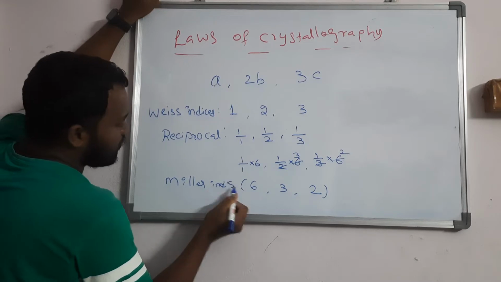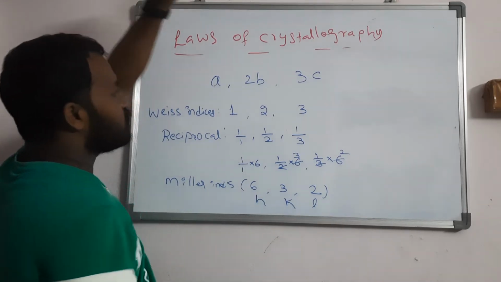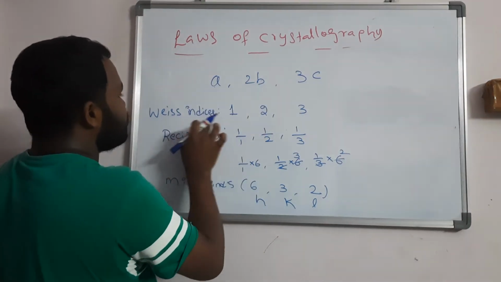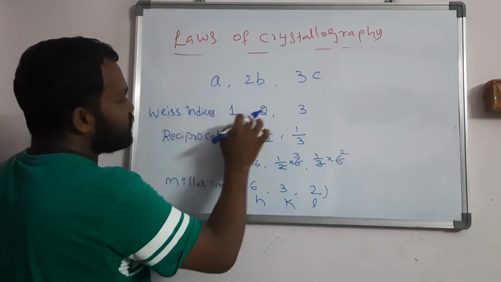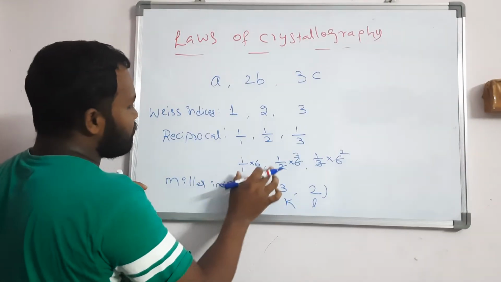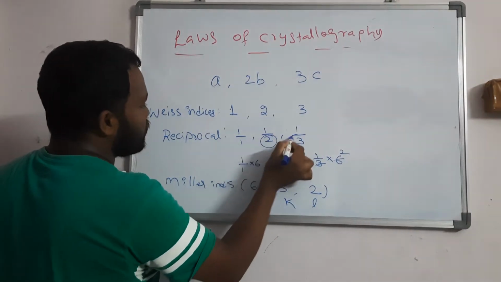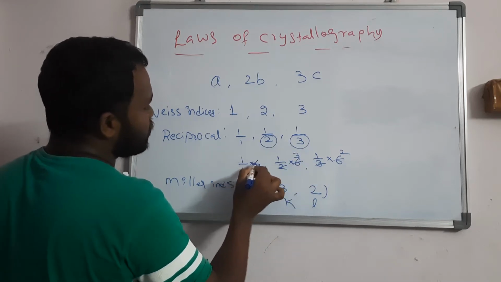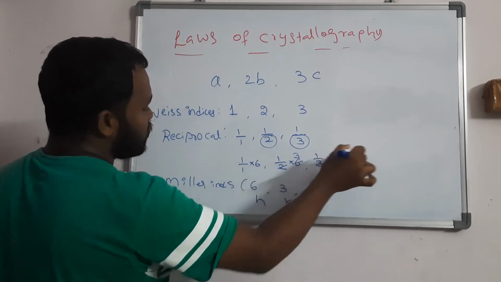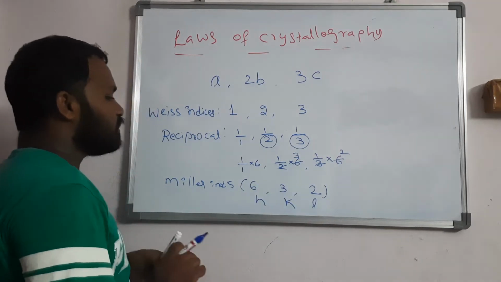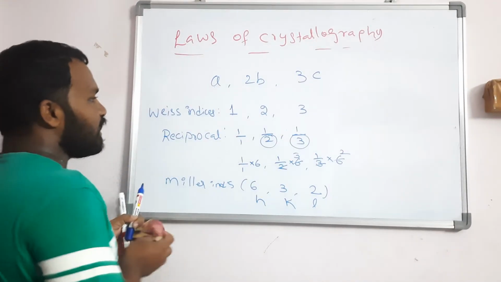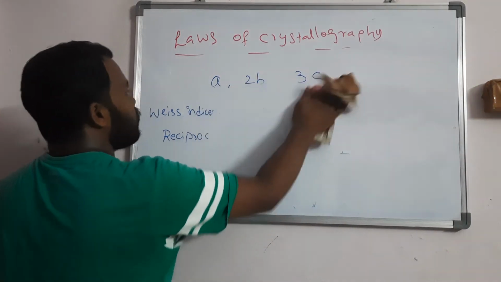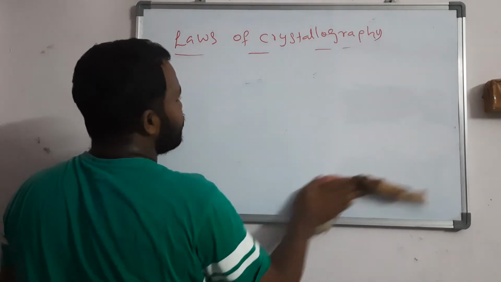Those are called HKL values. Very simple concept. Write the coefficients, that is the Weiss indices. Then write the reciprocal of these Weiss indices. Then multiply with the LCM of the denominators, which is 6. So you get 1 by 1 into 6, 1 by 2 into 6, and 1 by 3 into 6. That gives 6 3 2, the HKL, called the Miller indices for A, 2B and 3C. We will solve two to three problems, then we will get a clear idea.